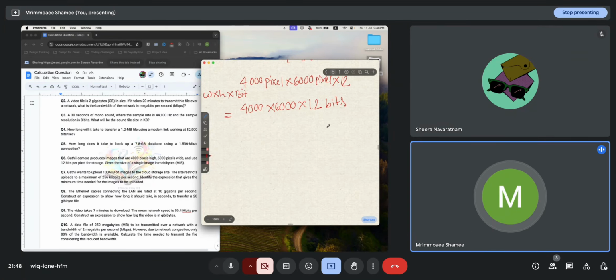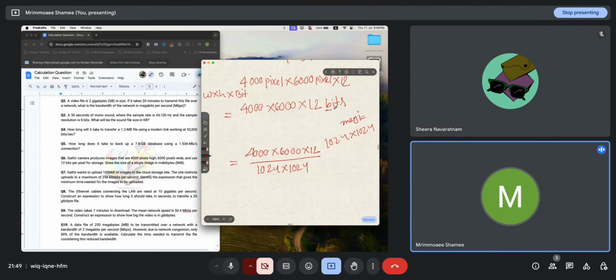So how to convert this to Megi? Megi means 1024 into 1024, right? So how to transfer this to Megi? For shifting this to Megi, we have to divide. So we have to divide 4000 into 6000 into 12 divided by 1024 into 1024.